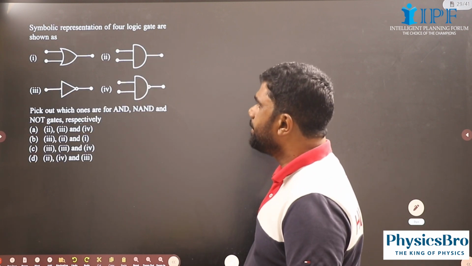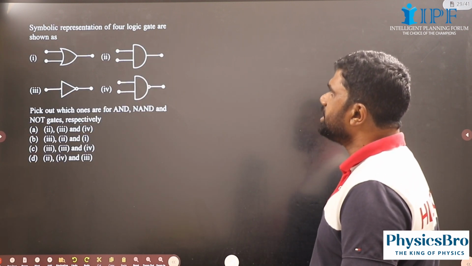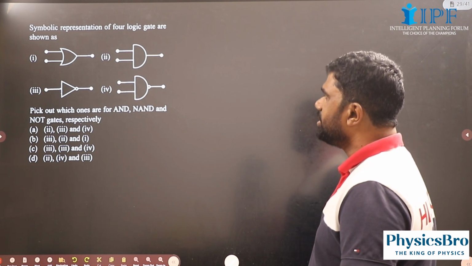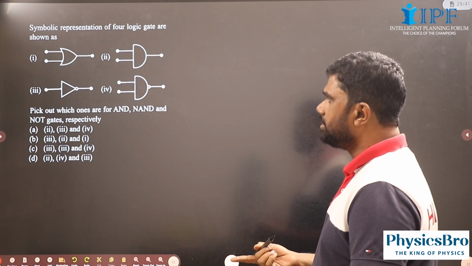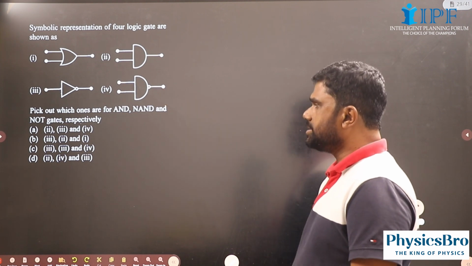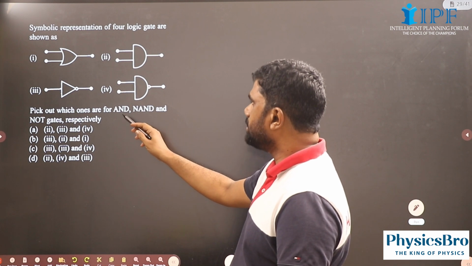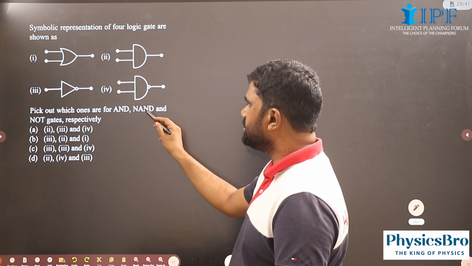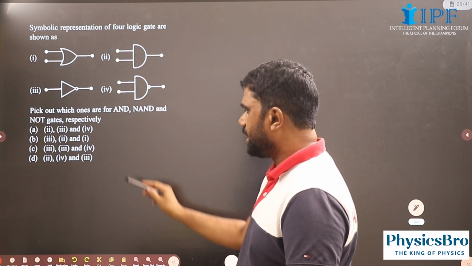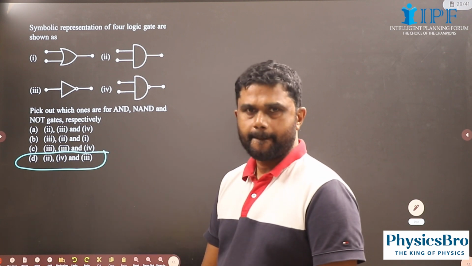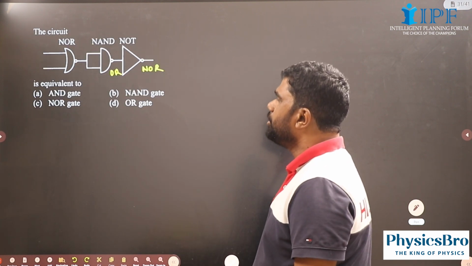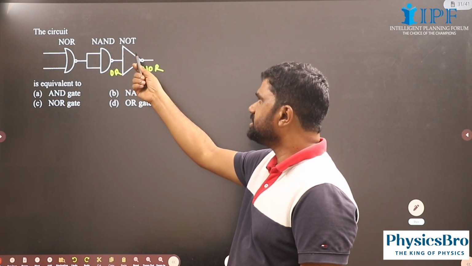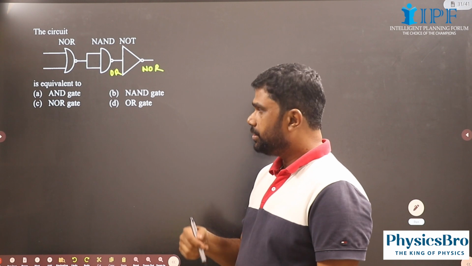Now see, symbolic representation of 4 logic gates are shown. The first one is an OR gate, second one is AND gate, third is an inverter, and finally we have a NAND gate. We have to identify AND is second, NAND is fourth, and NOT is third. Second, 4, and third. This one. Now the circuit, the first one is a NOR gate, then NAND gate, and it acts as an inverter. So the output here will be OR, and this is a NOT gate. So the final output will be NOR.